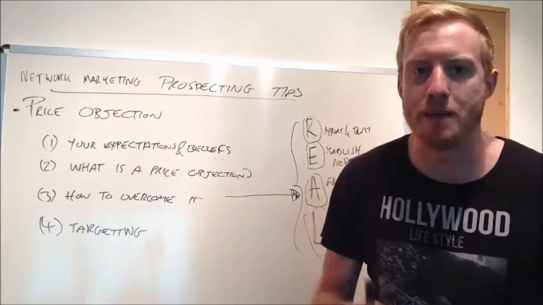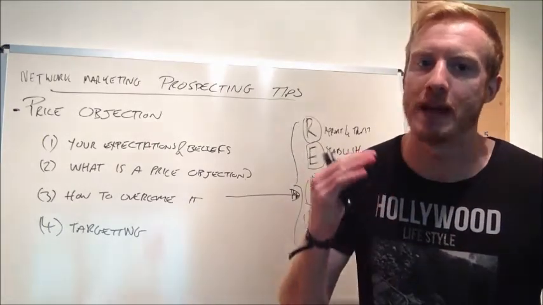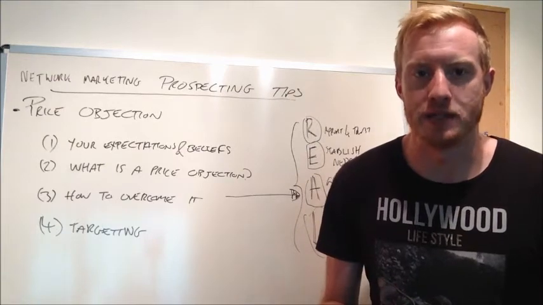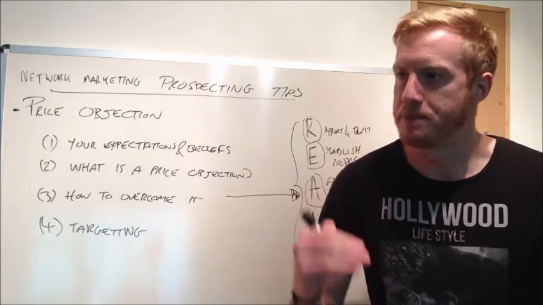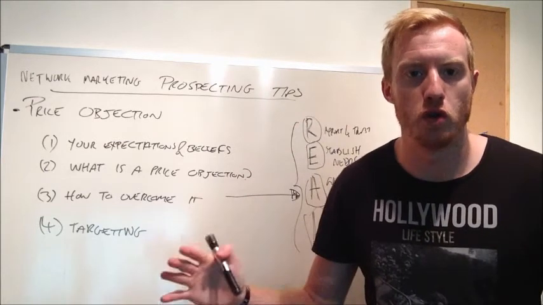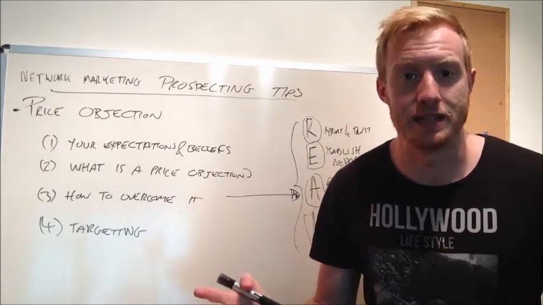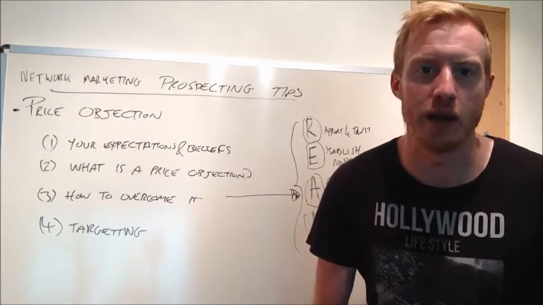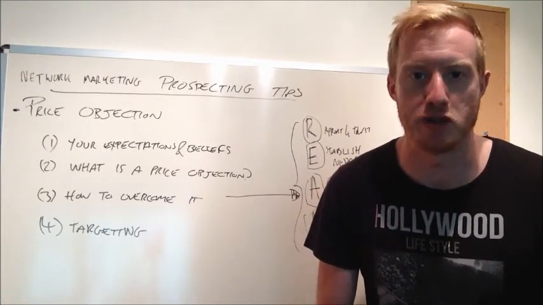Price objection is really about stacking the value so that people can make an informed buying decision based on the value that they perceive. Because really what it comes down to is: is the perceived value greater than or equal to what they perceive as their own needs? If the value is less than their need, then they're going to find a way to get out of it, whether it's price or any other objection.